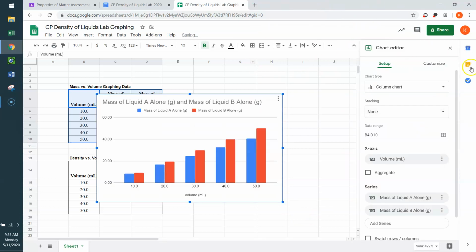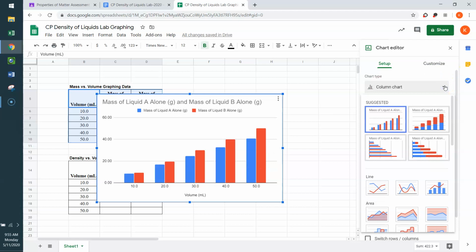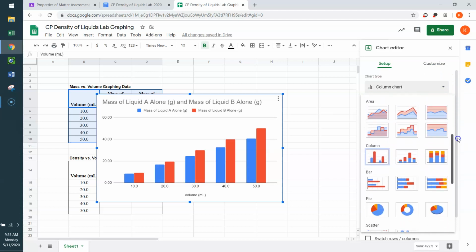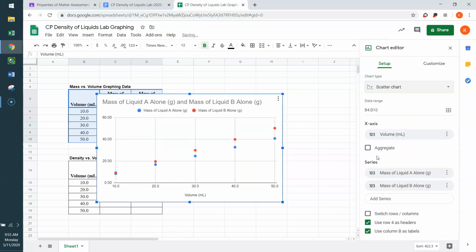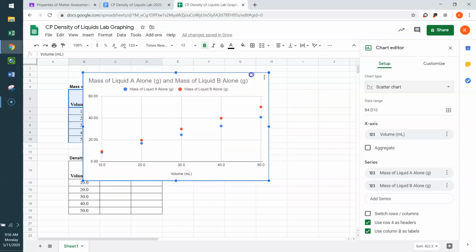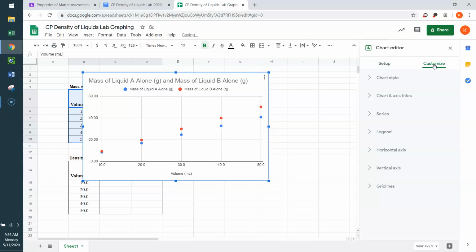Okay, so this is not the chart we want. We do not want a column chart. We want a scatter chart or a scatter plot. So we scroll down and there it is. Here we go. And you can see we have two different colored line dots there. That's good because here blue represents liquid A and red represents liquid B, and that's what we would like to see. So once you have the proper chart selected, we want to make sure to go over to Customize.